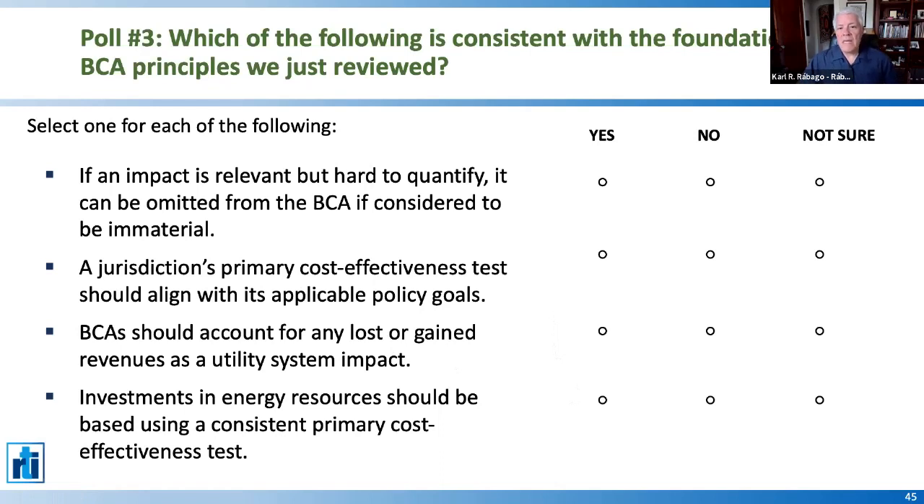All right. Omit hard to quantify but relevant impacts if believed to be immaterial. Okay, so we've got a pretty serious split here and a pretty big not sure component. We are trying to get all relevant impacts, and we're trying to remove the subjectivity of belief about their materiality by including them even if they're hard to quantify. So the preferred answer here would be a big old no.